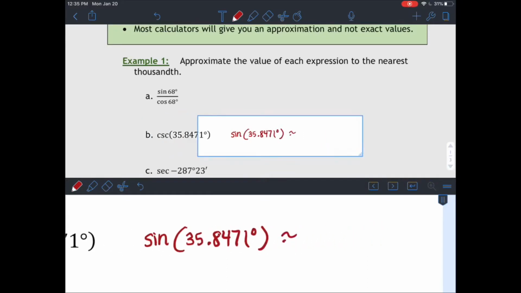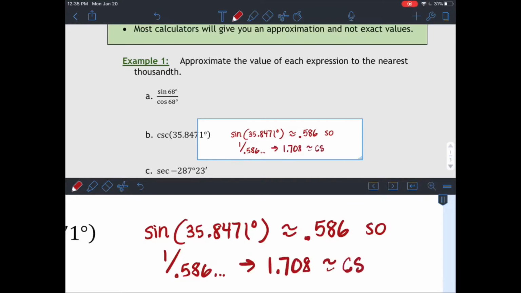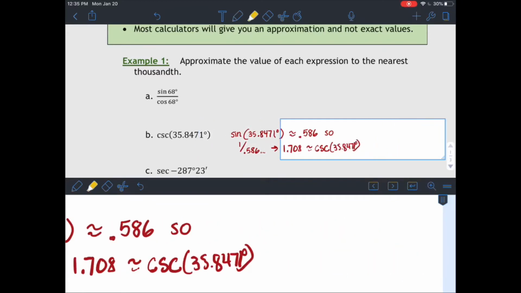So using your sine function to start with, you'll get that your sine value is going to be approximately 0.586 with some more decimal places. Don't round it off. Keep all your decimal places in your calculator. So if you do 1 divided by that, using your answer key so it keeps all the exact values, then your reciprocal, 1.708 approximately, is going to be your cosecant value. So if it's one of your reciprocal functions, start with the original and then do 1 divided by your answer.